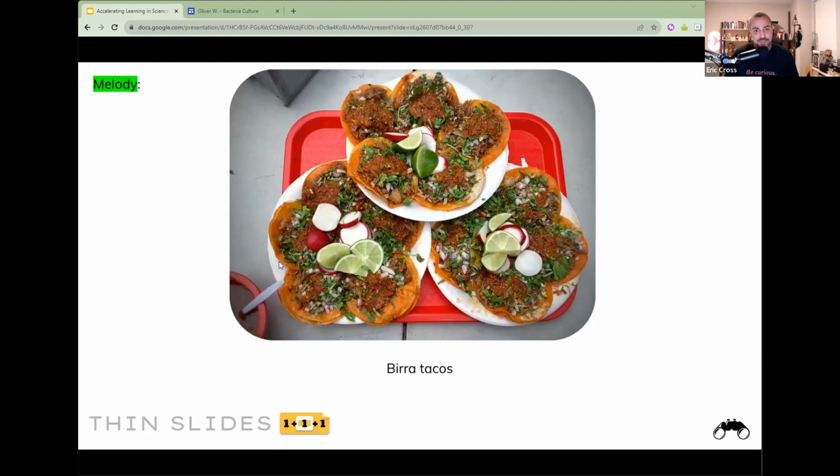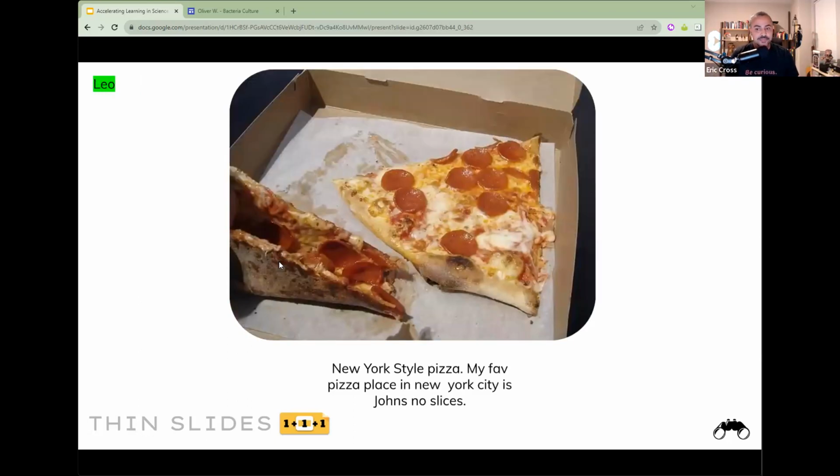So let me show you a couple of things my students did today. So Melody did birria tacos. That was her favorite food. Leo, New York style slice of pizza. My favorite pizza place in New York is John's of Bleecker Street. Now, what students don't realize that they're doing, in addition to doing the simple literacy skills, they're collaborating digitally. They're all practicing good digital citizenship.